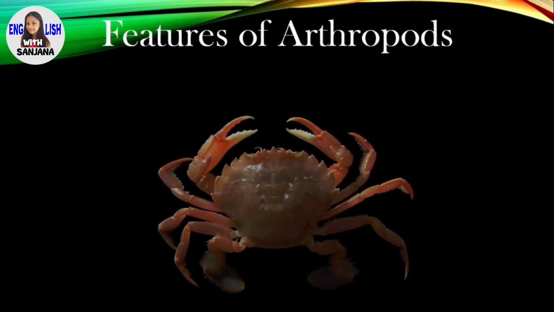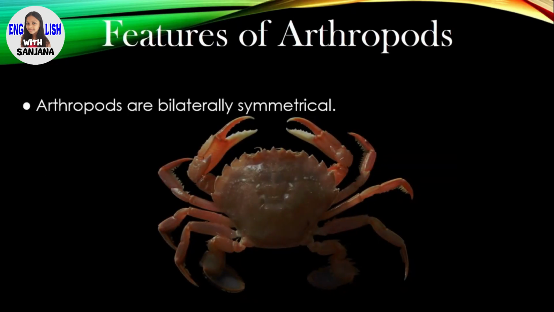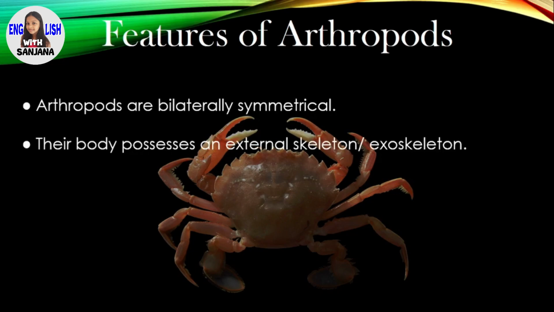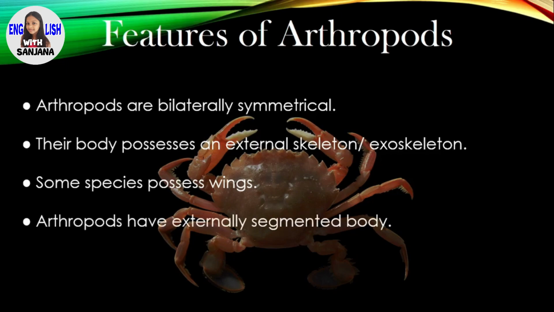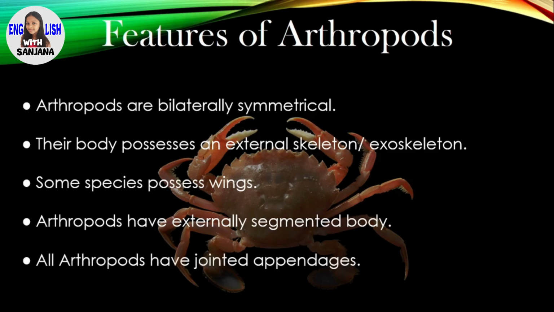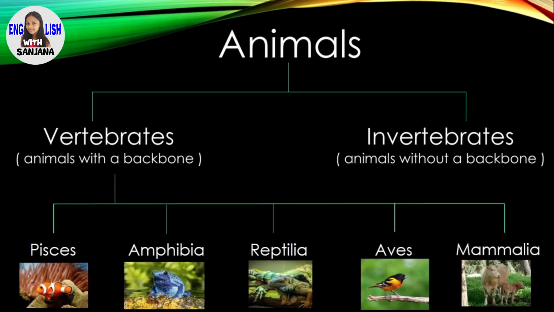Now let's look at some features of arthropods. Arthropods are bilaterally symmetrical. Their body possesses an external skeleton, or else we say exoskeleton. Some species possess wings. Arthropods have an externally segmented body. All arthropods have jointed appendages. And also vertebrates can be divided into 5 categories as Pisces, Amphibia, Reptilia, Aves, and Mammalia.